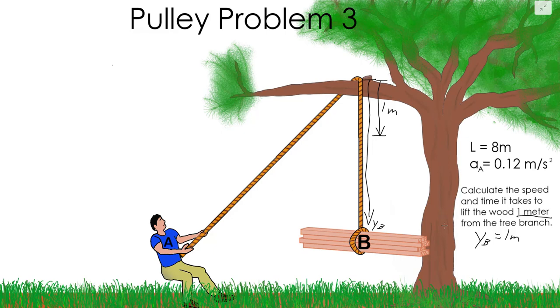Okay, anyways, we're going to move forward with this. We're going to figure out the speed and the time. So we put down VB, question mark, and then T, question mark. Basically, you're going to be at this YB.